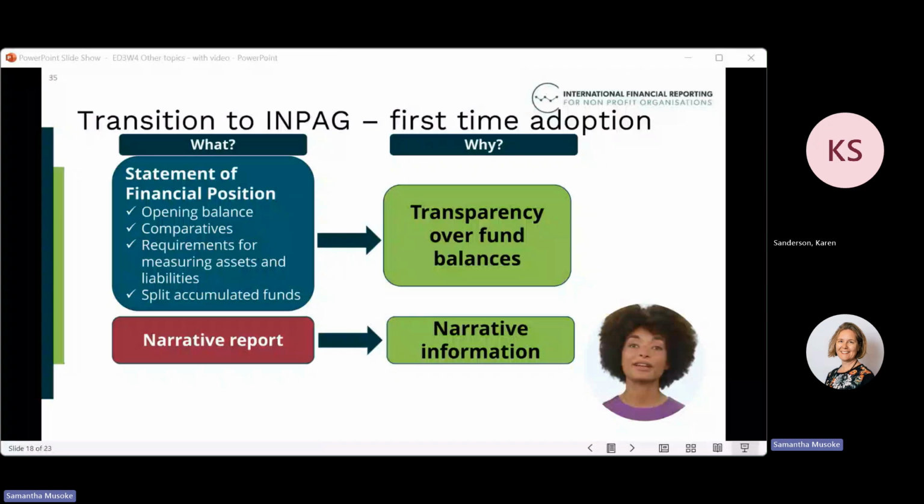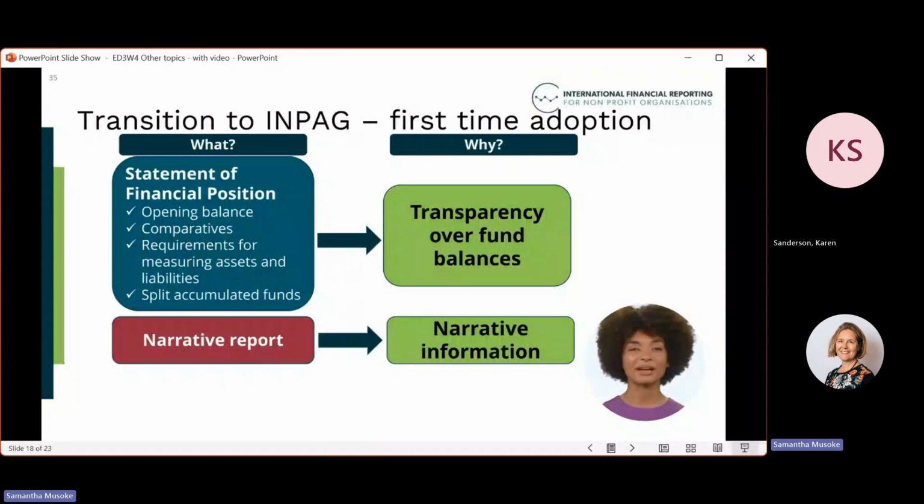In adopting INPAG for the first time, NPOs are required to provide comparative information for the previous reporting period. This means that accumulated funds that contain historic surpluses and deficits must be split between funds with restrictions and funds without restrictions. The requirements are based on the importance of transparency over balances on funds with and without restrictions for narrative reporting, both of which have been emphasized by stakeholders.